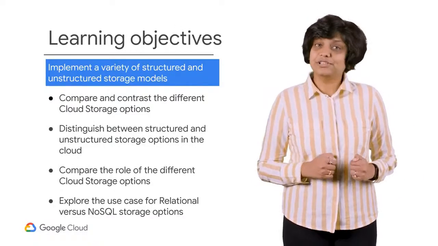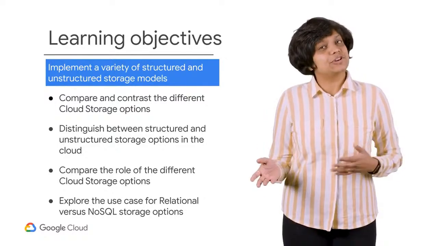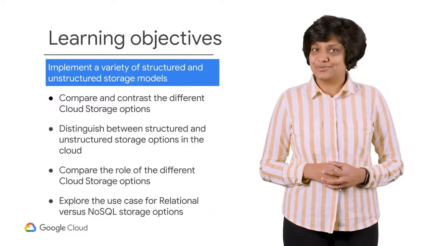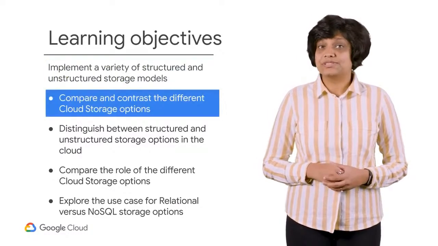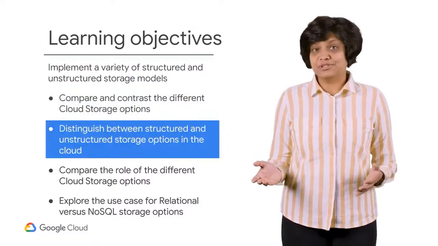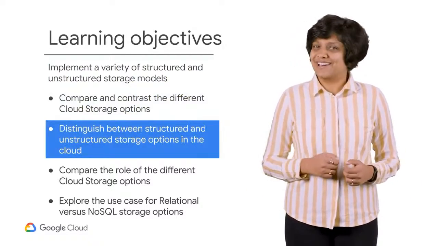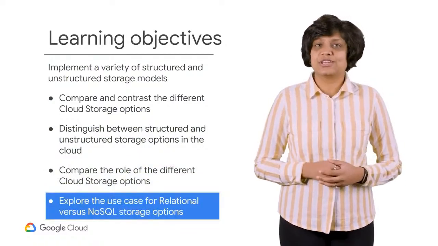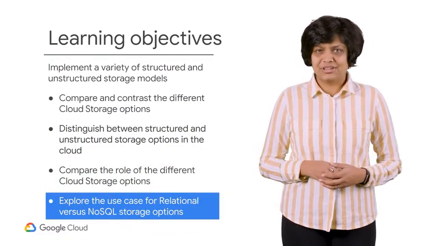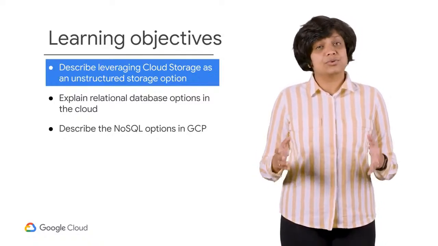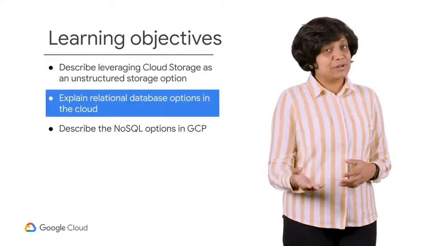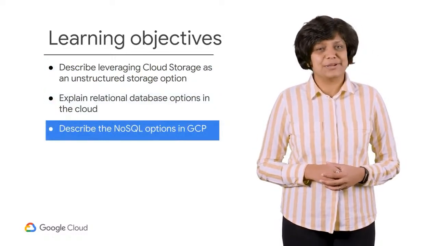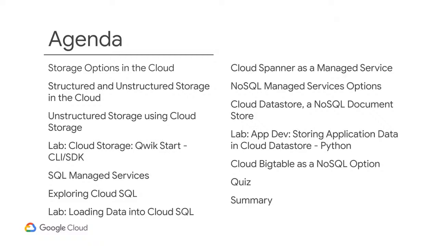The objective of this module is for you to be able to implement a variety of structured and unstructured storage models. To achieve this goal, you will need to meet the following learning objectives. Discuss the different storage options that exist in the cloud. Differentiate between structured and unstructured storage in the cloud. Compare the role of the different cloud storage options. And explore the use case for relational versus NoSQL storage. You'll also describe leveraging cloud storage as unstructured storage, explain relational database options in the cloud, and describe the NoSQL options in GCP.